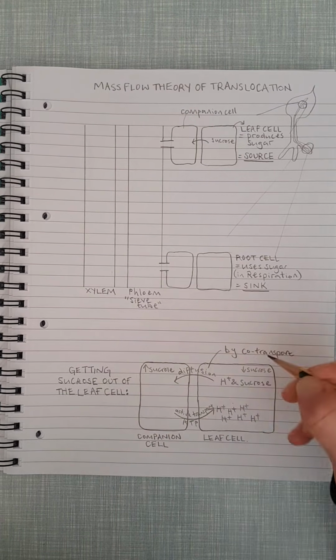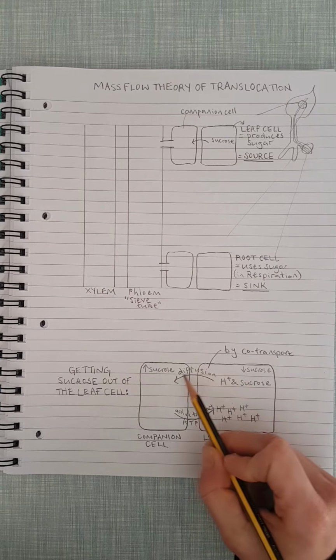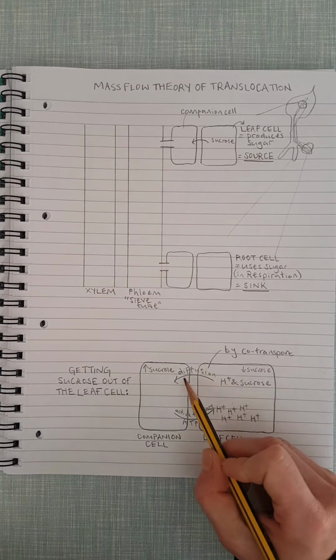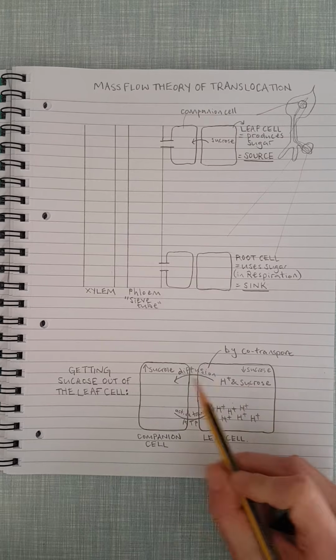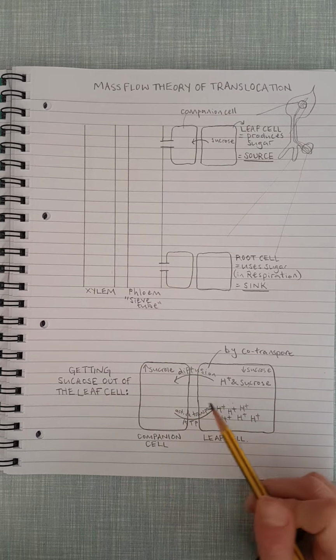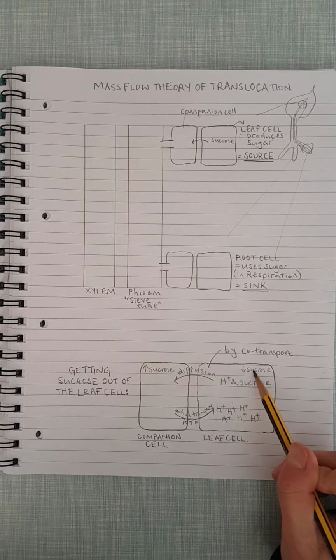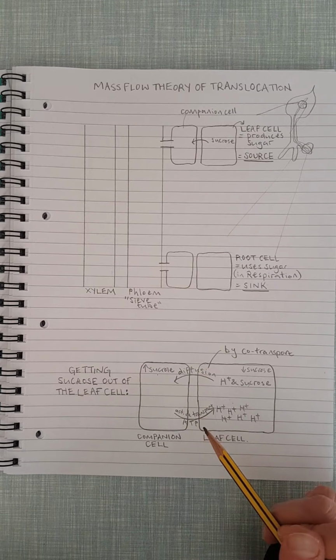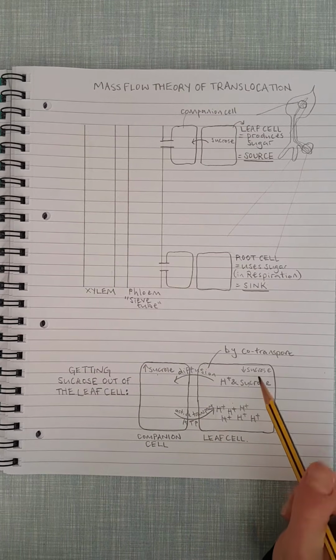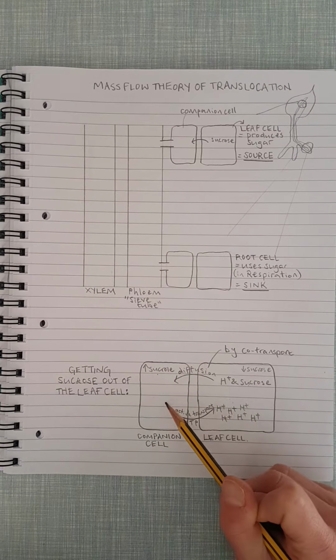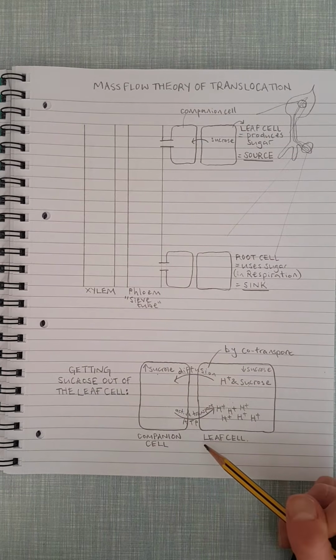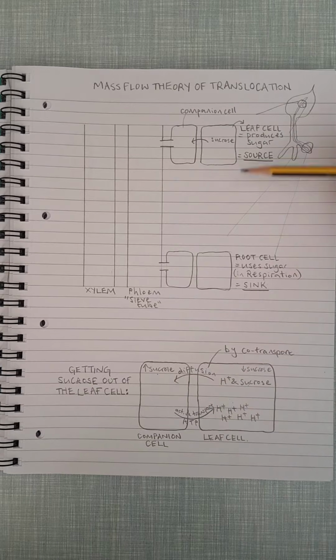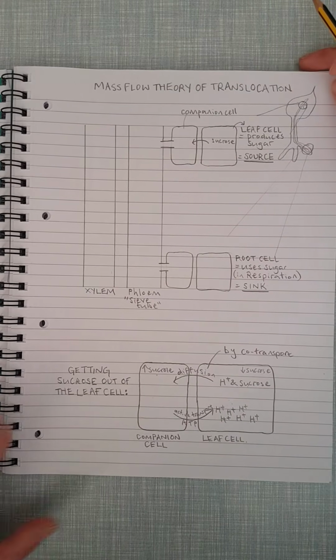And so this system allows the cells to get the sucrose from the leaf cell into the companion cell against its concentration gradient. Okay, so that's step one. How does the sucrose get out of the leaf cell into the companion cell? This is how it happens. Okay, let's go back up to our diagram here.